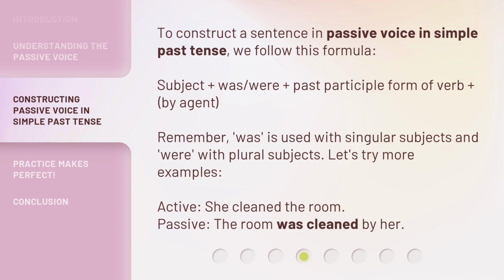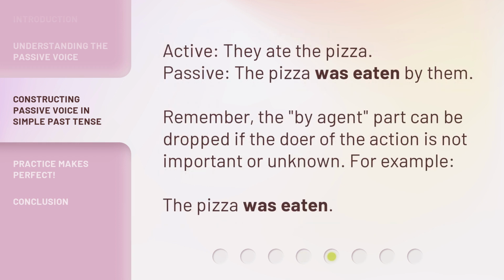Let's try more examples. Active: she cleaned the room. Passive: the room was cleaned by her. Active: they ate the pizza. Passive: the pizza was eaten by them. Remember, the by agent part can be dropped if the doer of the action is not important or unknown. For example, the pizza was eaten.